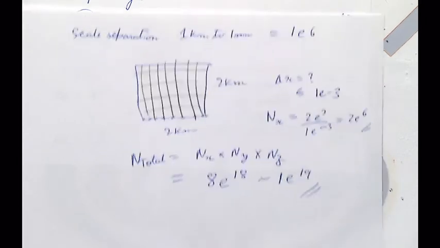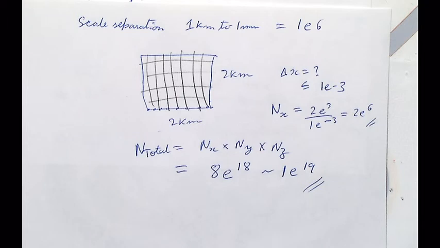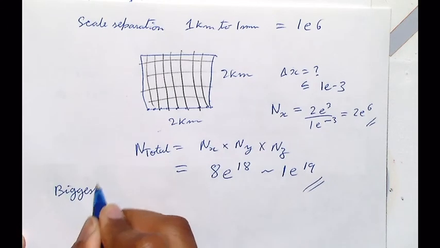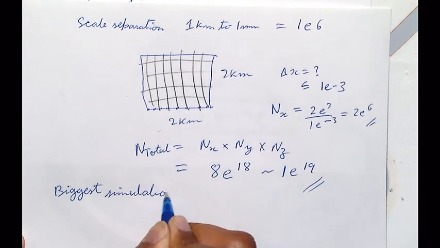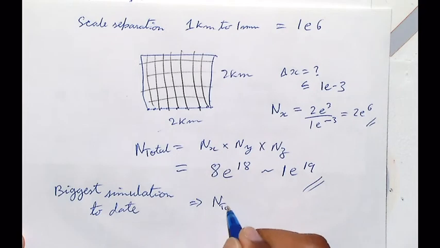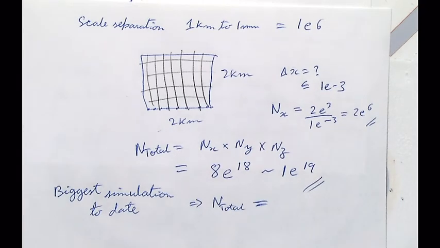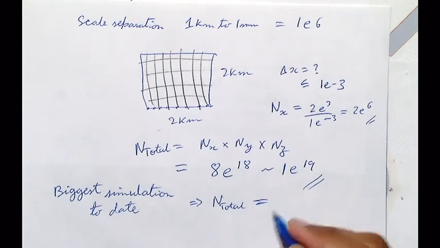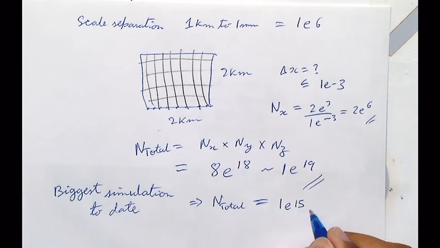What is the biggest simulation that has been run to date? Around 8192 cubed or 4096 cubed grid points total. Let's do that quickly and see how many that is. So let's say 10,000. 10,000 cubed is what? 10^15. Correct or not? Yeah, 1e15.